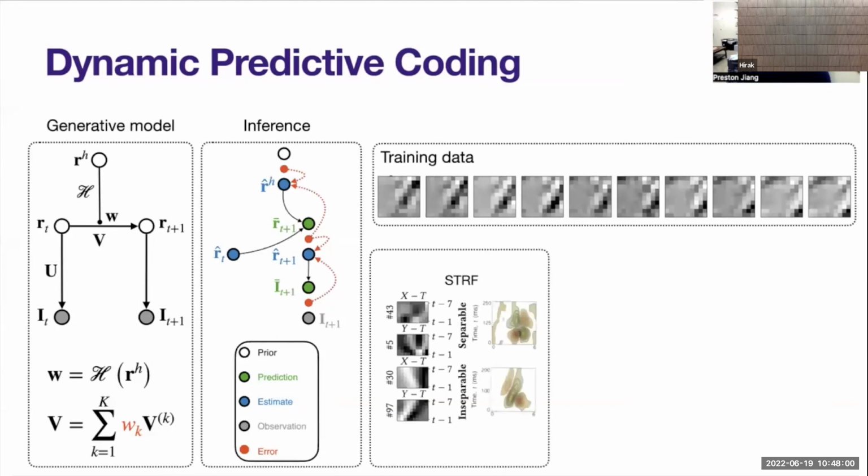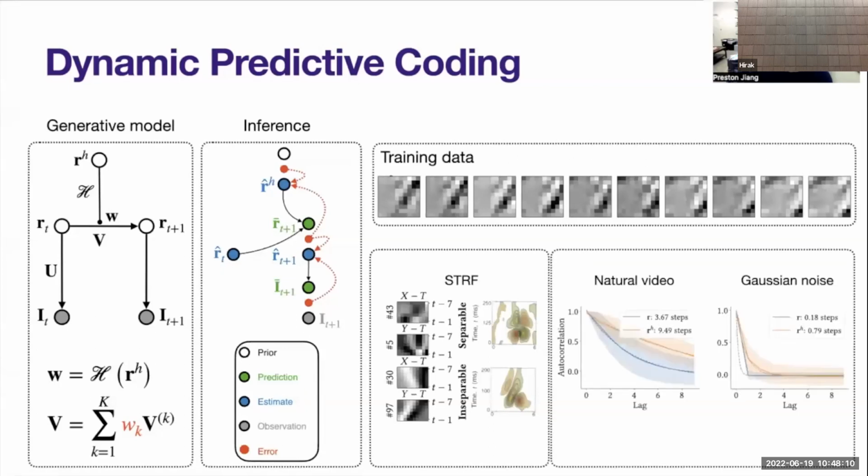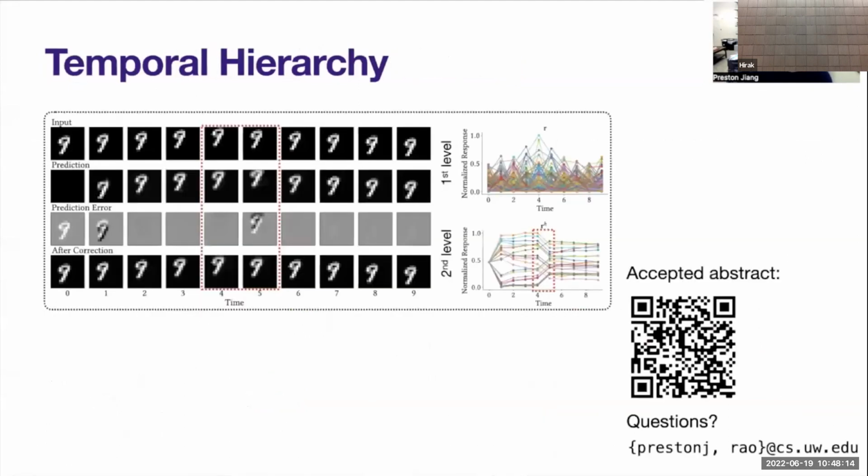After training on natural image sequences, the first level neurons develop both separable and inseparable space-time receptive fields, similar to those of simple cells in the primary visual cortex. The second level response autocorrelation is higher than that of the first level. We demonstrate the temporal hierarchy of the model in more detail using the moving MNIST dataset.